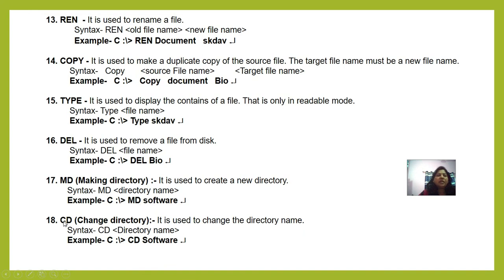Now how do we go inside the directory? The command is CD. CD stands for change directory. It is used to change the directory. So the syntax is CD, then the directory name, then press the enter key. Now my directory name is software, so here I am writing CD software, then enter. It means you are moving from the C drive to the software directory.